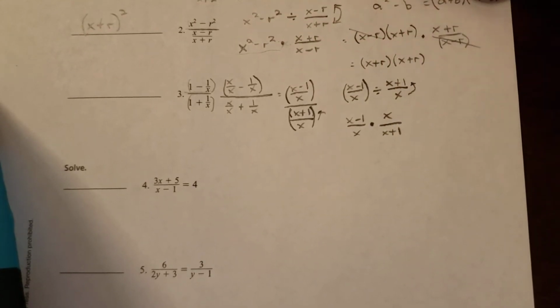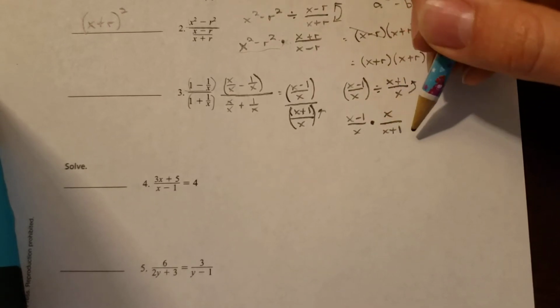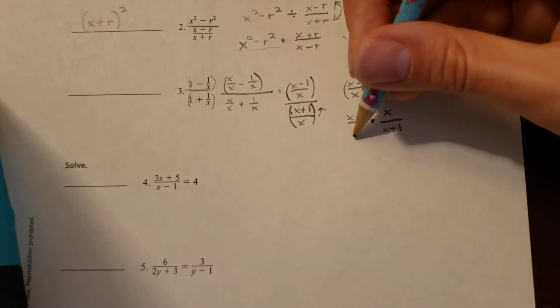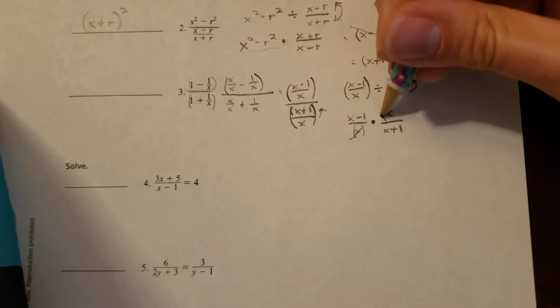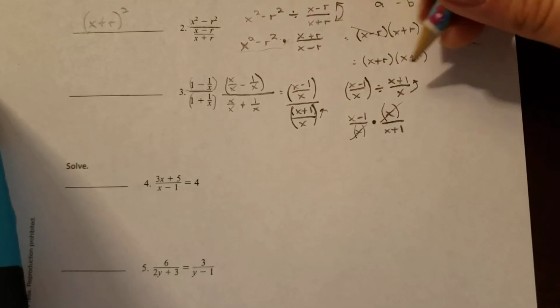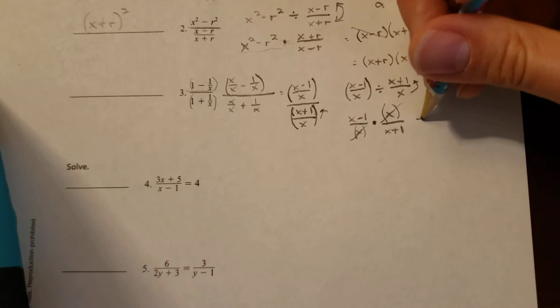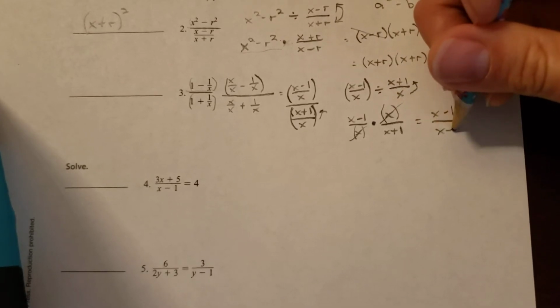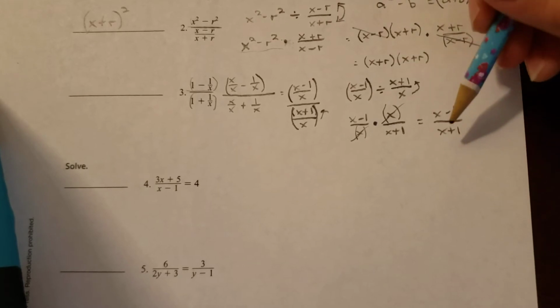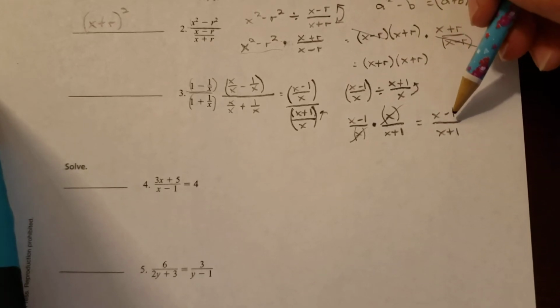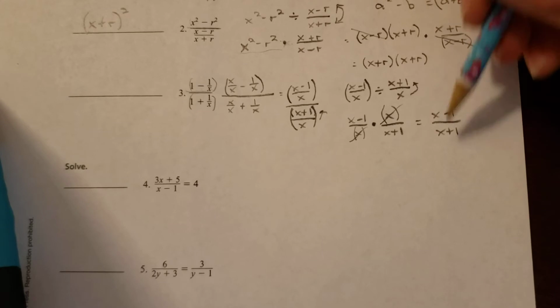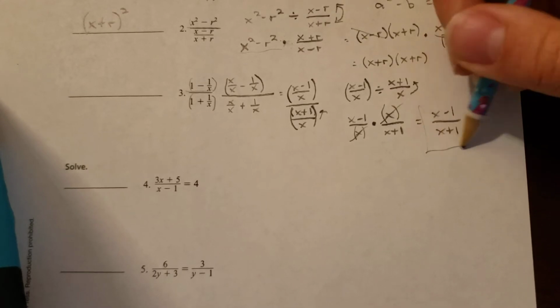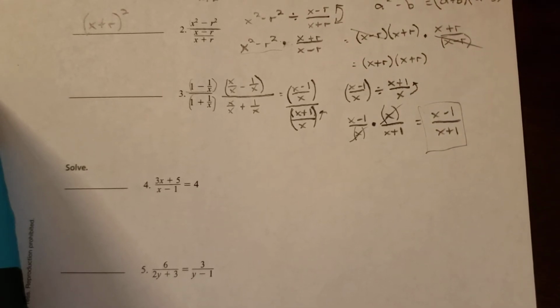Well, now I could cross cancel. This x plus 1 and x minus 1 can't cancel, but I could cancel this x with this x, and then multiply across, giving me x minus 1 over x plus 1. Because I've got a minus 1 and a positive 1, I can't really cancel those out, so that's my answer. That's my simplified answer.